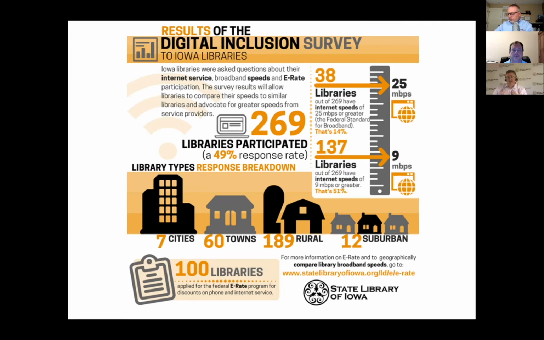Part of that, we got roped into a digital inclusion survey, and we did this great survey and got a bunch of our libraries on board, and we got some really good data from a bunch of them about where their speeds are, what they're reporting, where they're at. So this is about 2-3 years old now, but you can see there are not a lot of our libraries in that sample size above 25. It's pretty low, and there are a lot that are just above 9, maybe.